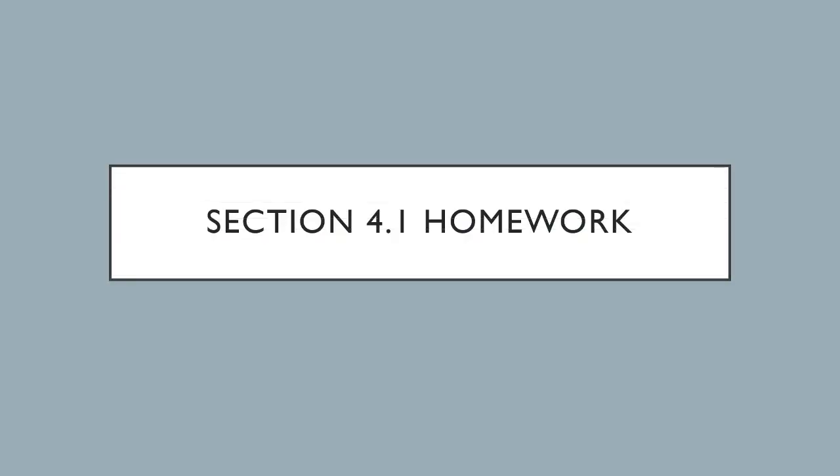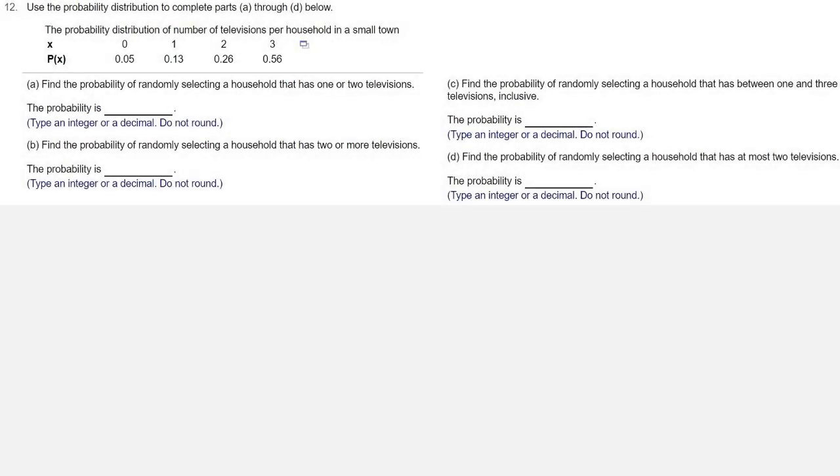Okay, we're looking at homework from section 4.1. This is question number 12. Use the probability distribution to complete parts A through D below. We have the probability distribution of the number of televisions per household in a small town. So we have 0, 1, 2, and 3 televisions, and then the probability of finding any one of those is in the next row. So we have parts A through D.